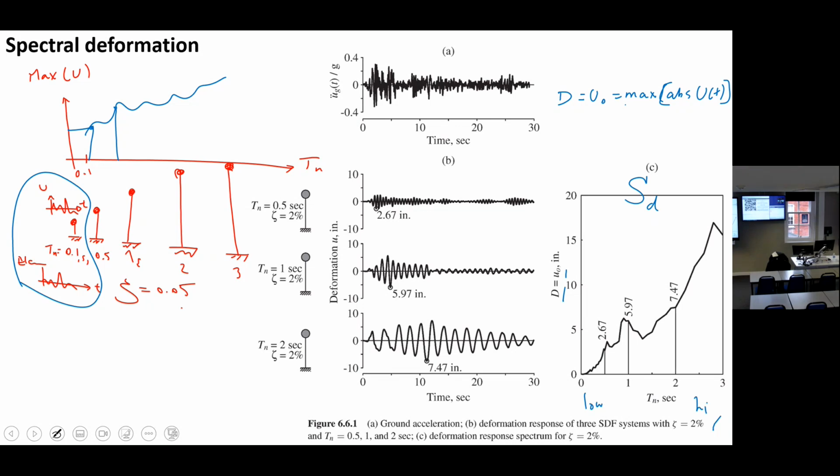And this is understandable in a way. I forgot my ruler today, but if you have a very long ruler, put a mass at the top, if you just start to vibrate it, it vibrates like this. But if you have a very small structure, it vibrates like this. Right? So the taller the structure you have, the more maximum response you will get. Right? So this is the spectral deformation.